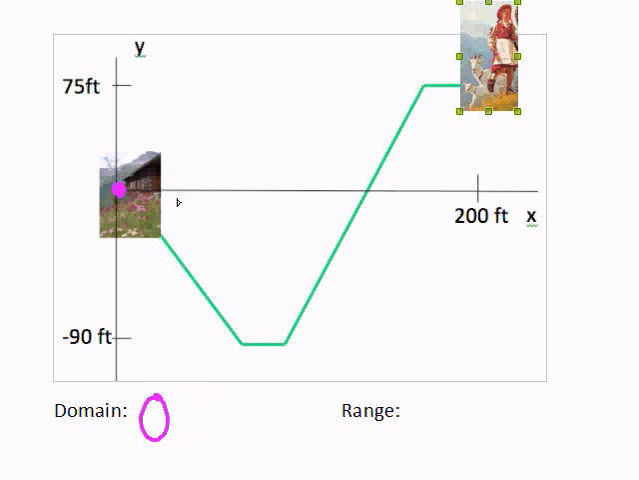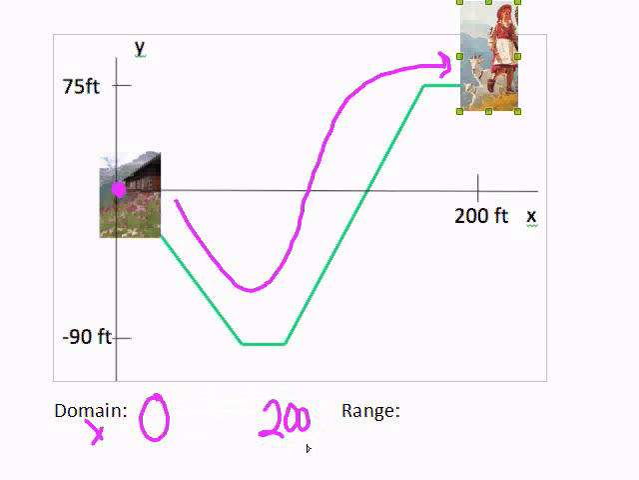And as she walked along, how far away from home did she go? Remember, we're talking about the x values, the domain. Well, our domain ended at 200 feet. So her hike went from 0 to 200 feet. And since we're talking about the domain, and since it was all the values in between, we're going to put an x value in between those. So we're saying our x values are between 0 and 200.